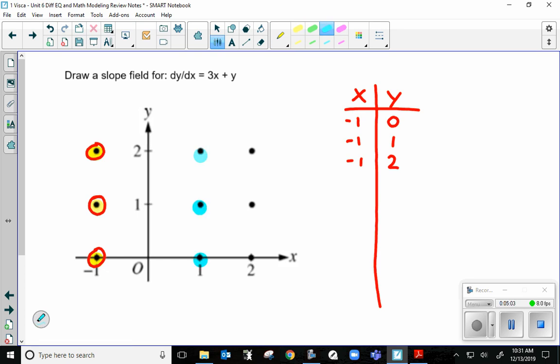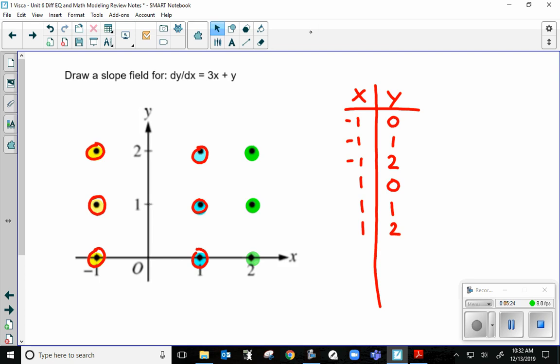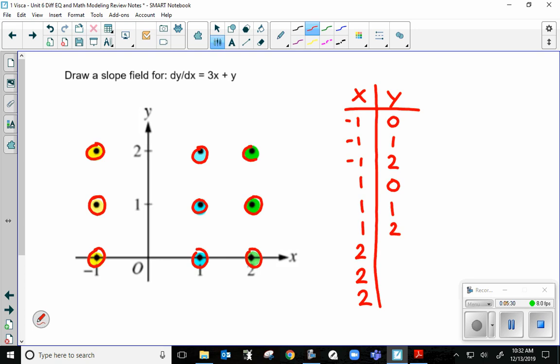When x is 1. Okay? X is a positive 1, when y is 0, when y is 1, and when y is 2. So, when y is 0, y is 1, and y is 2. And last, certainly not least, we have these 3 points when x is 2. So 2, 2, 2. And that happens when y is 0, y is 1, y is 2.